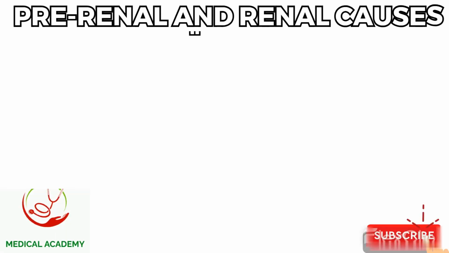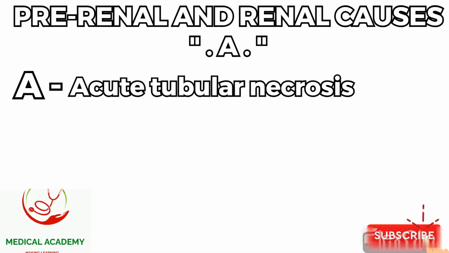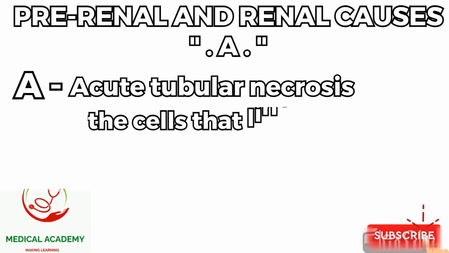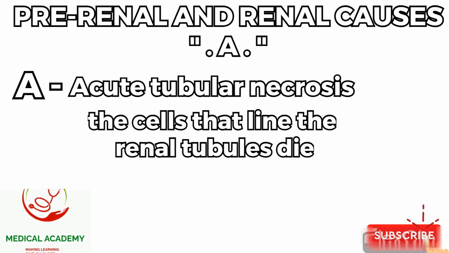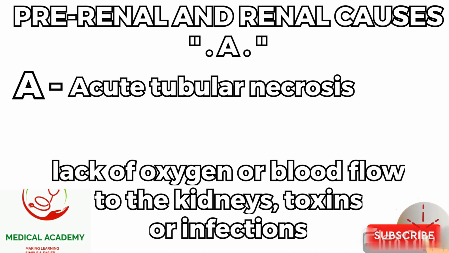Moving on to both prerenal and renal causes. Next, we have prerenal and renal causes, which include A. Acute tubular necrosis. ATN, in a sense, can be both prerenal and renal. In etiology, ATN is a condition where the cells that line the renal tubules die due to lack of oxygen or blood flow to the kidneys, toxins, or infections, leading to renal failure.